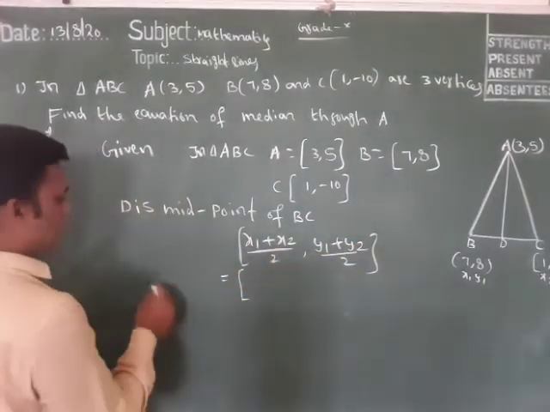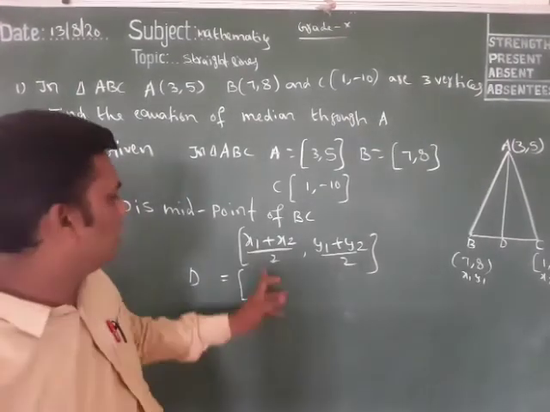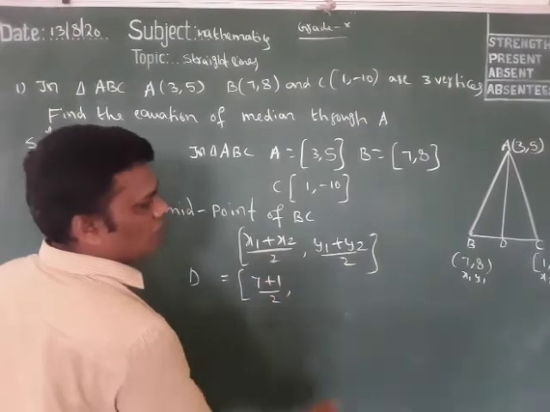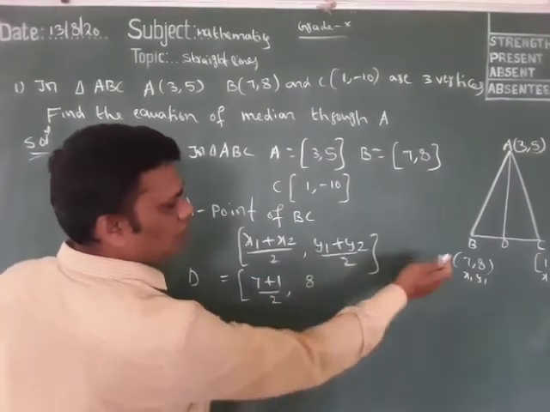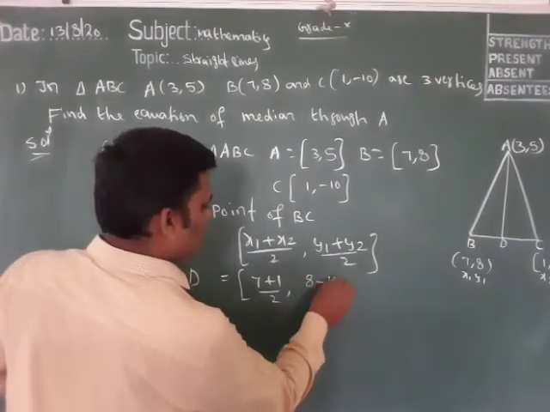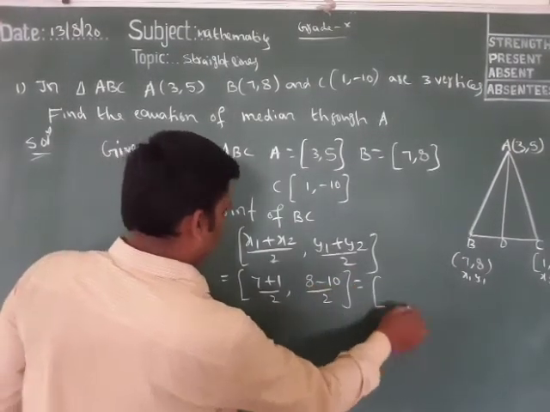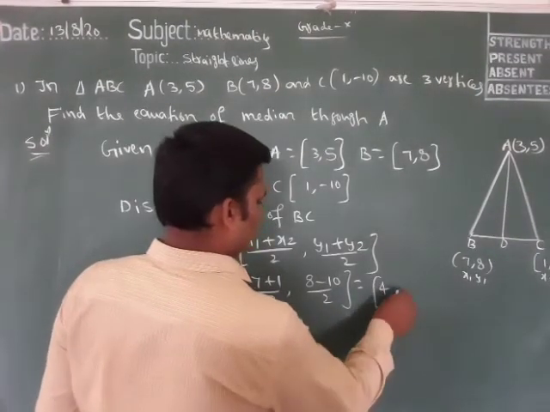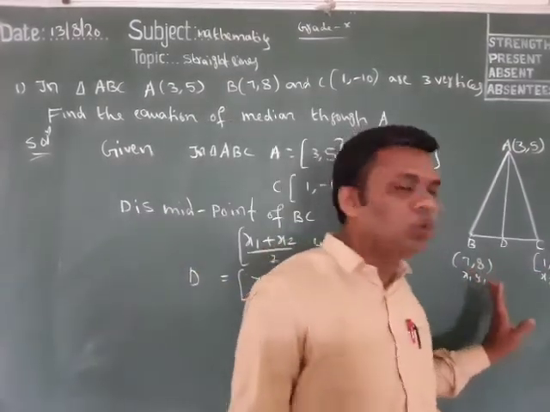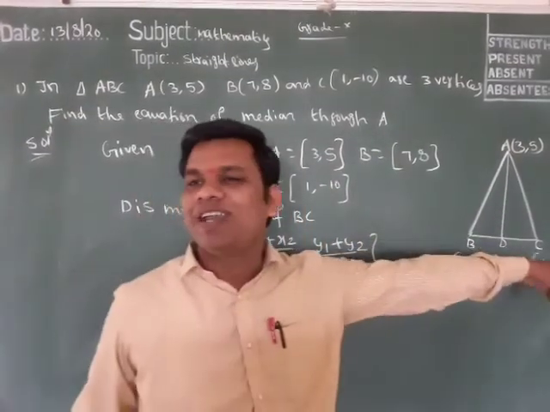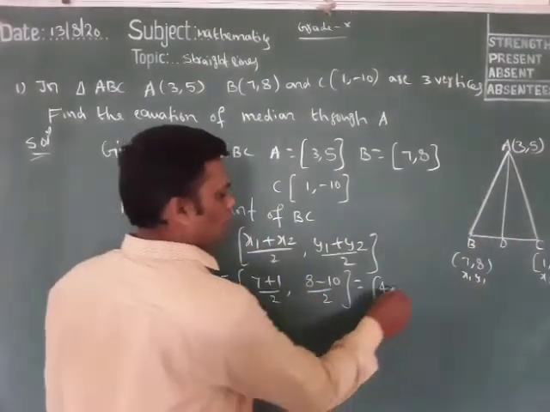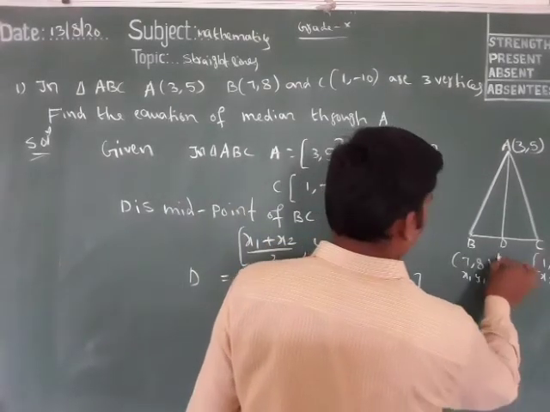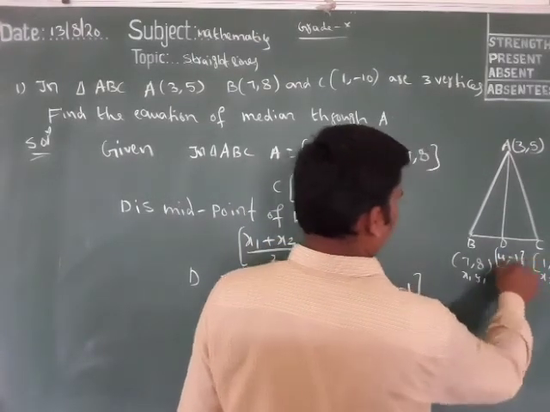Here D is the midpoint. So x1 plus x2 means (7 plus 1) upon 2, and y1 plus y2, (8 plus minus 10) upon 2. 7 plus 1 is 8, upon 2 is 4. 8 minus 10 is minus 2, minus 2 upon 2 is minus 1. So the midpoint is D (4, -1).